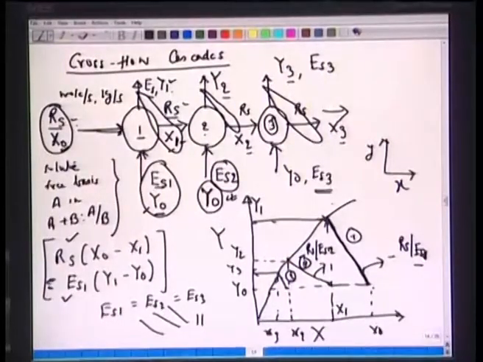And again we want to emphasize here that we are assuming these three, 1, 2, 3, are equilibrium stages. That means all the leaving streams are in equilibrium, and their compositions fall on this equilibrium curve, y equals f(x).